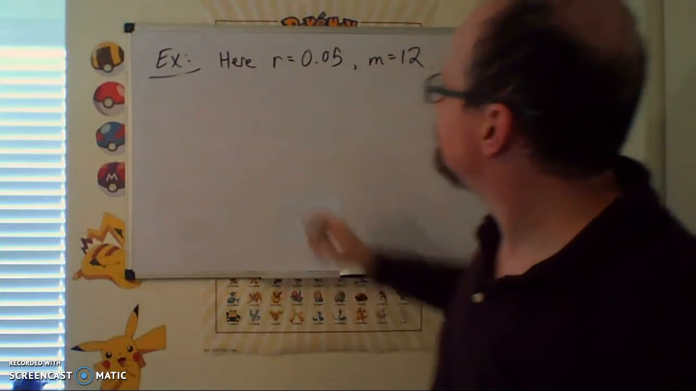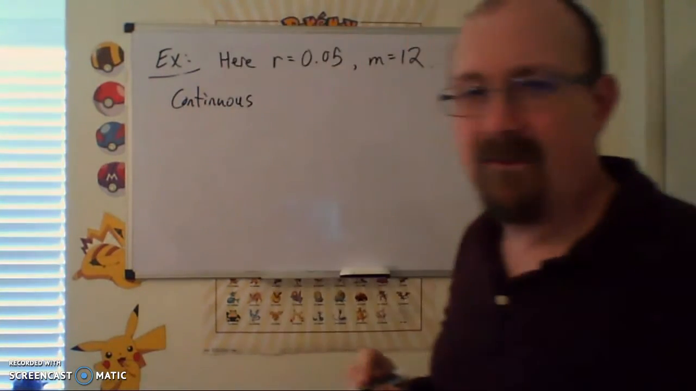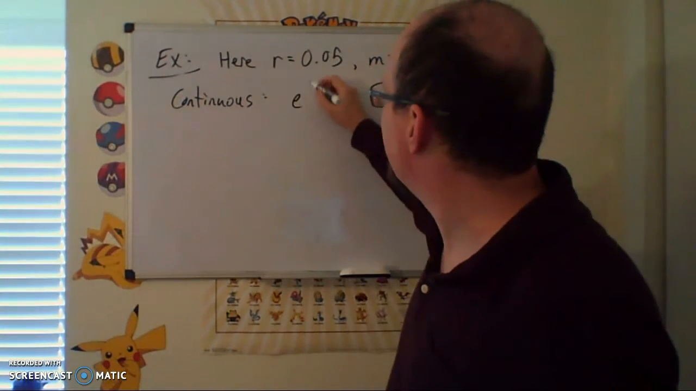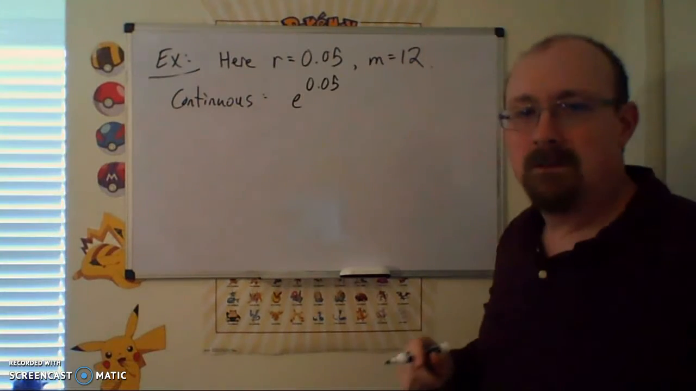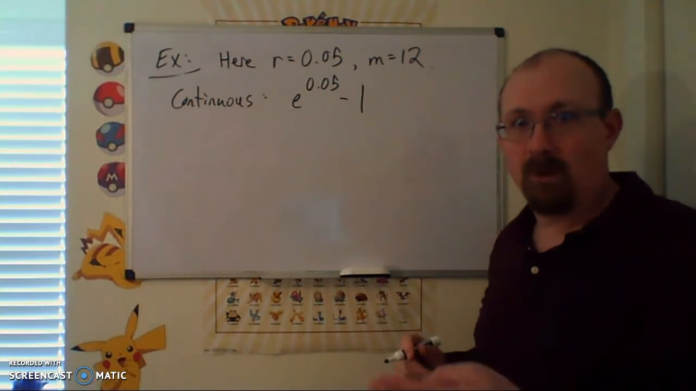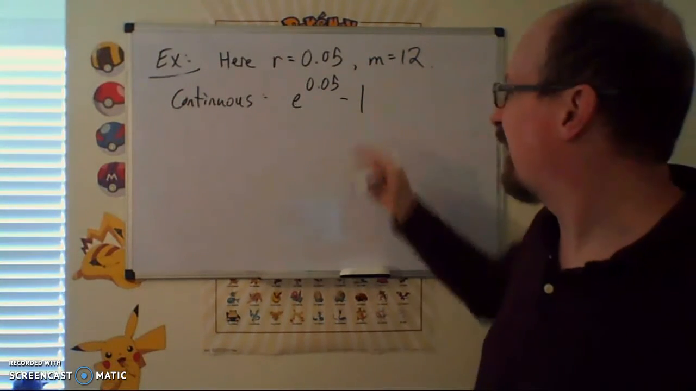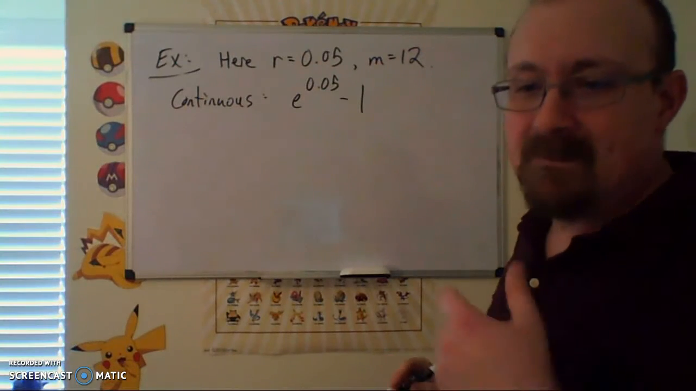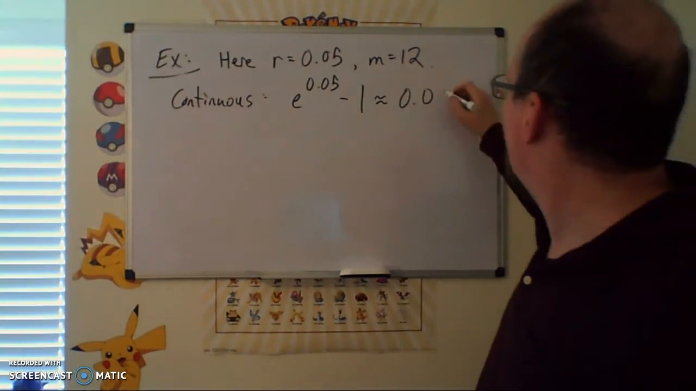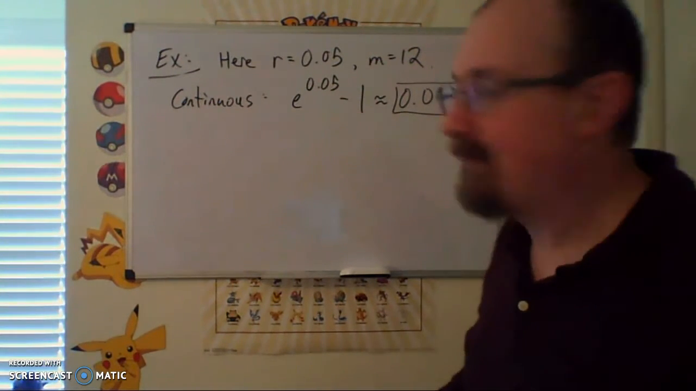So the continuous setup. The APY formula for continuous compounding says we take E to our interest rate and minus 1. So we work out E to the 0.05, subtract 1. Again, close up parentheses if you're using a calculator that automatically puts 1 in right there. So when I worked that out, I got 0.05127 for the continuous compounding setup.